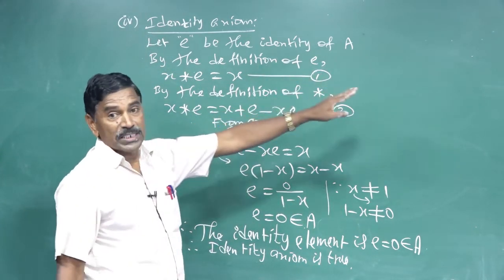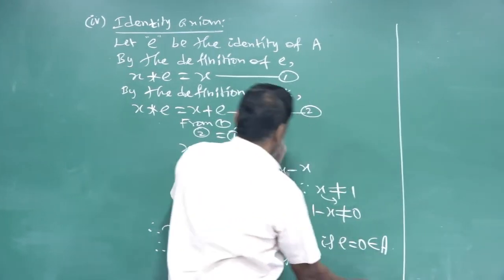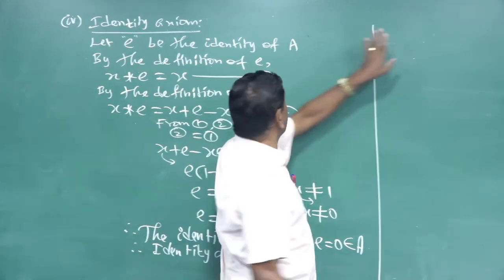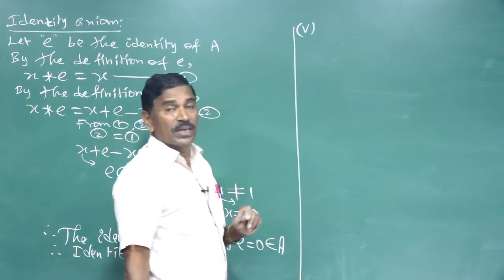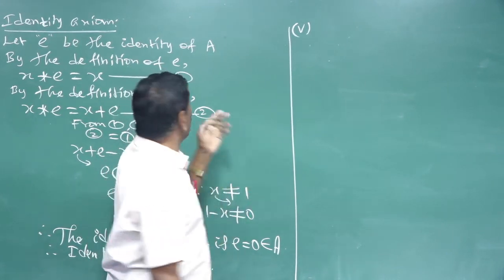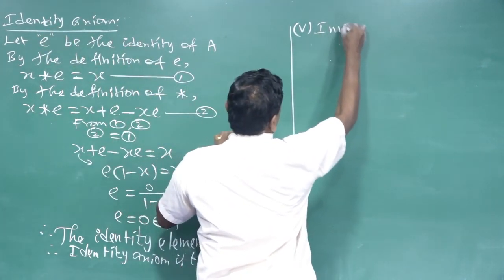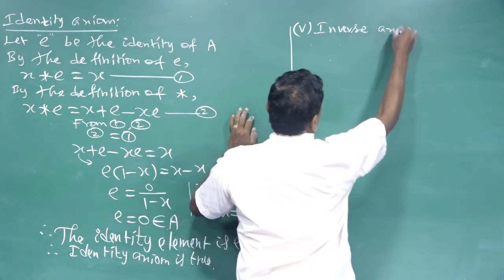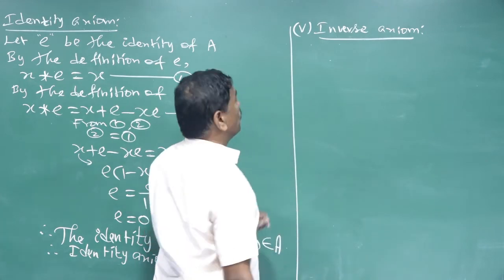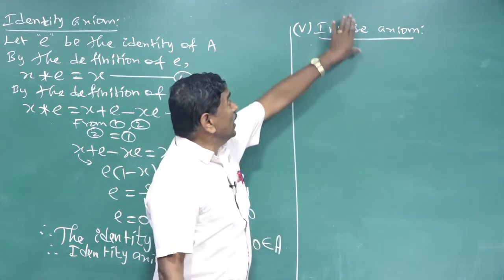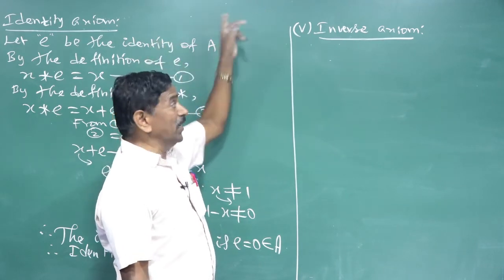Now I want to move to the next page. That is very important. The next page, what is the topic? Yes, the fifth topic, which is the inverse axiom. Inverse axiom is the topic. Now see, the inverse topic gives the identity as the answer. That is very important: identity E.